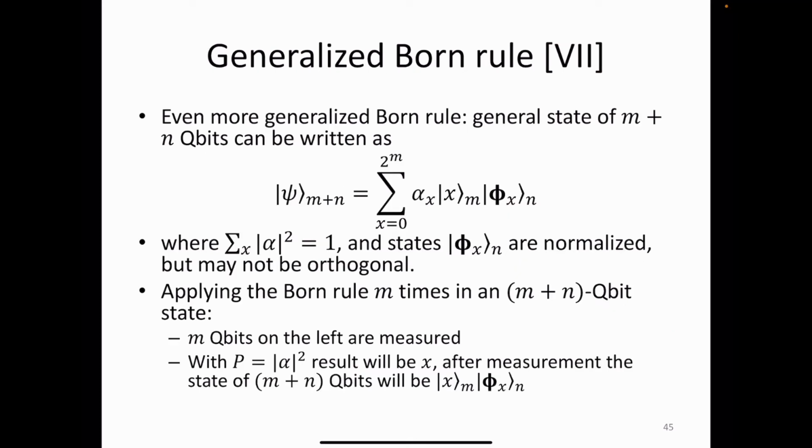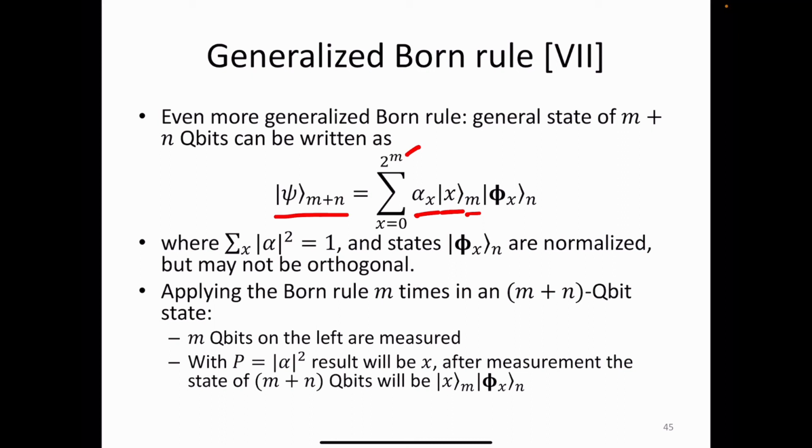So an even more generalized Born rule is that the general state of m plus n qubits can be written as psi sub m plus n. Then we again have our definite states having m qubits associated with a probability amplitude alpha sub x. We have 2 to the power of m possible states, so that's what we run over here. And we have our other state, the second part of the state, with psi sub x sub n here. Okay. So again, we have the alpha amplitudes squared sum to unity, so the probability to unity, and states psi sub x sub n are normalized but may not be orthogonal.